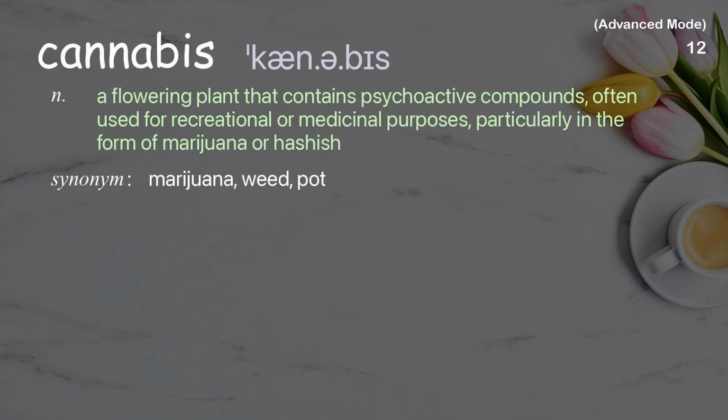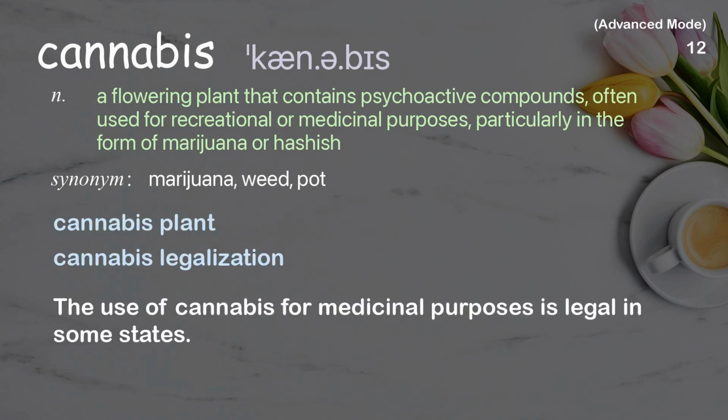Cannabis. A flowering plant that contains psychoactive compounds, often used for recreational or medicinal purposes, particularly in the form of marijuana or hashish. Examples. Cannabis plant. Cannabis legalization. The use of cannabis for medicinal purposes is legal in some states.